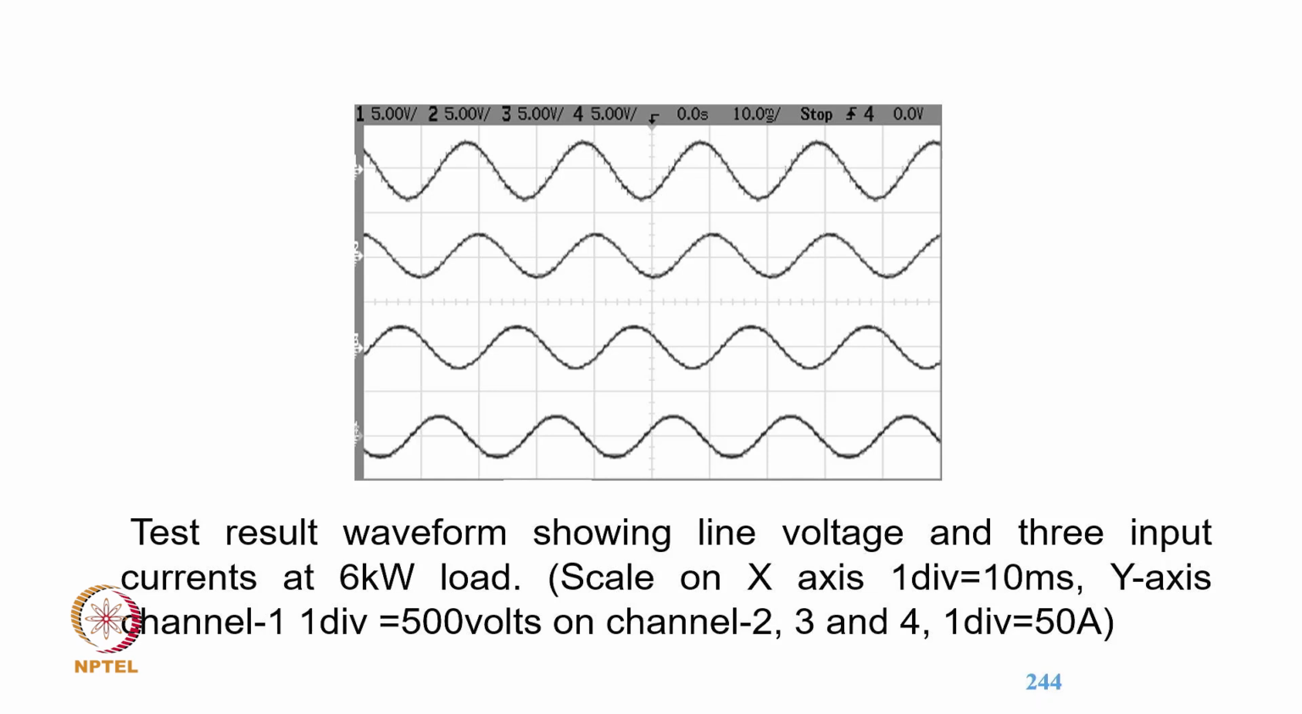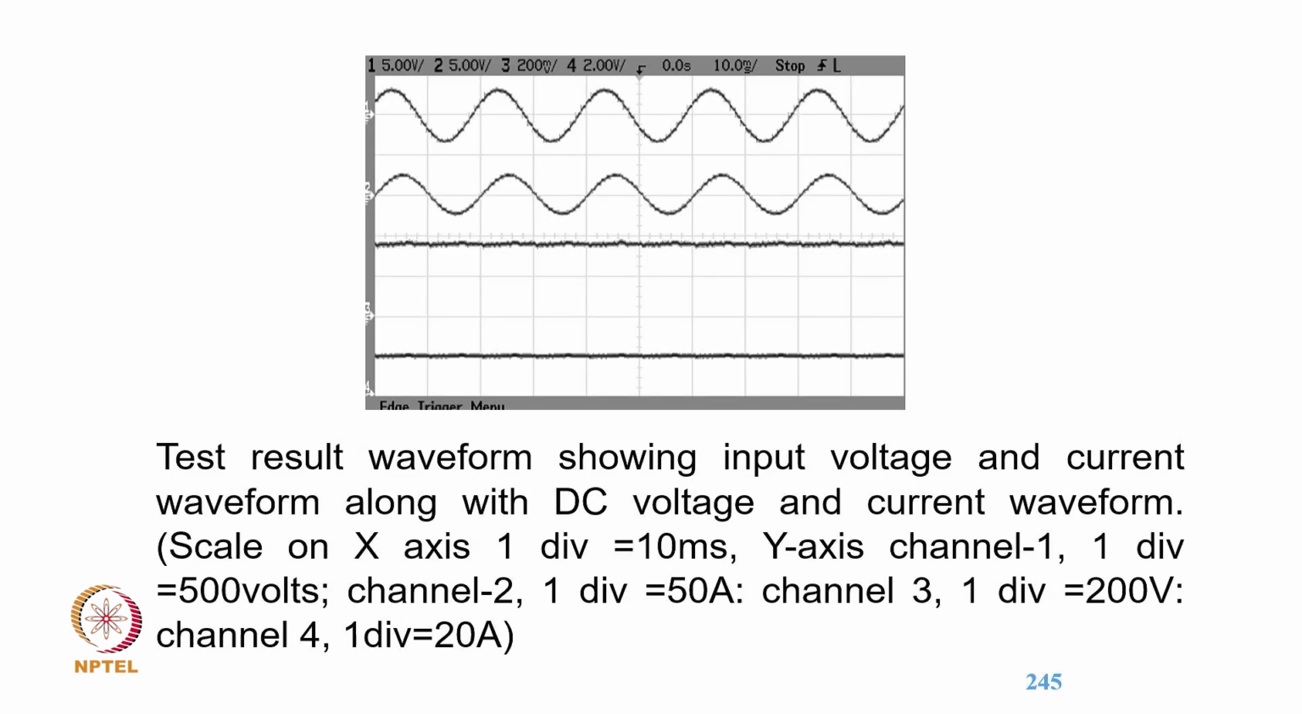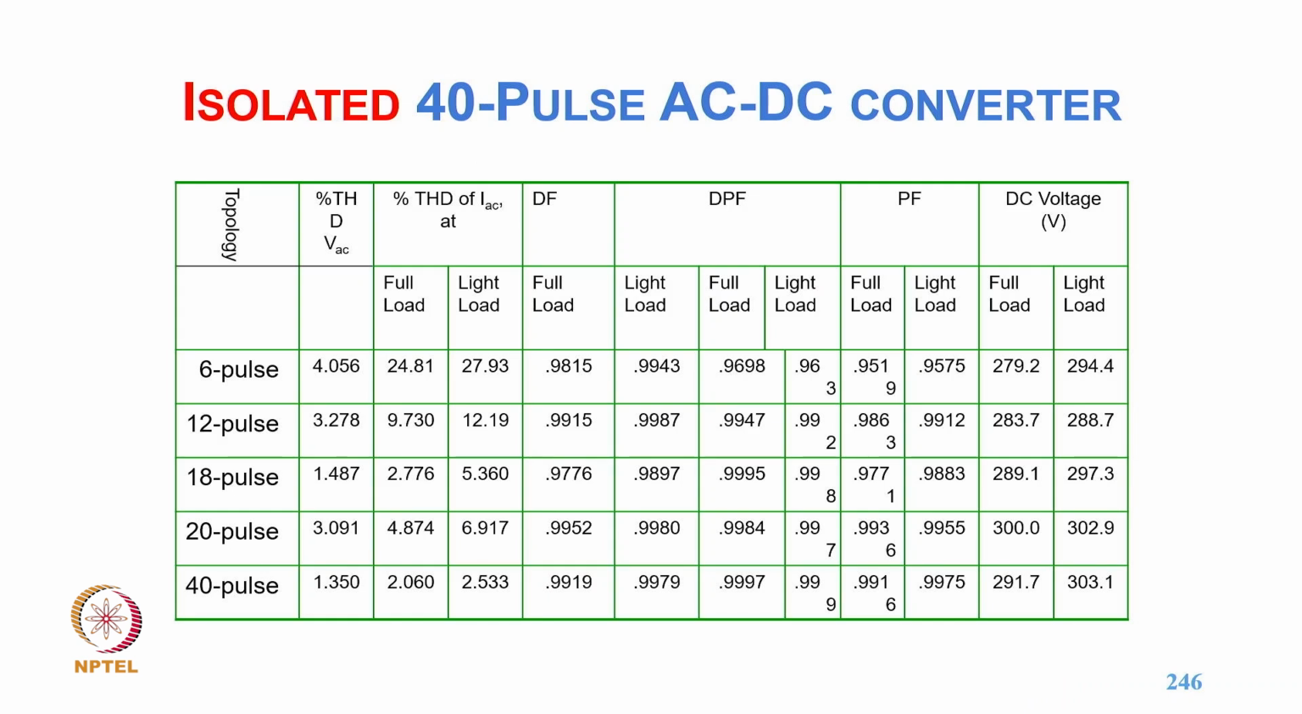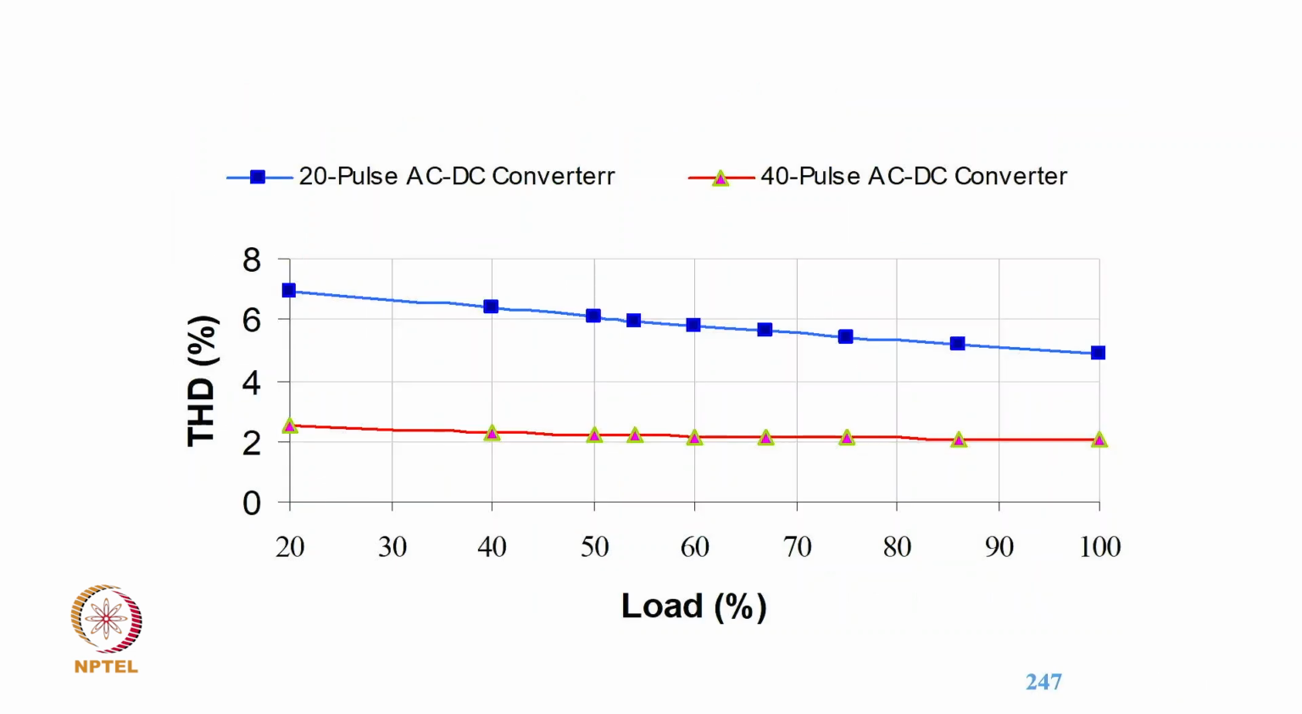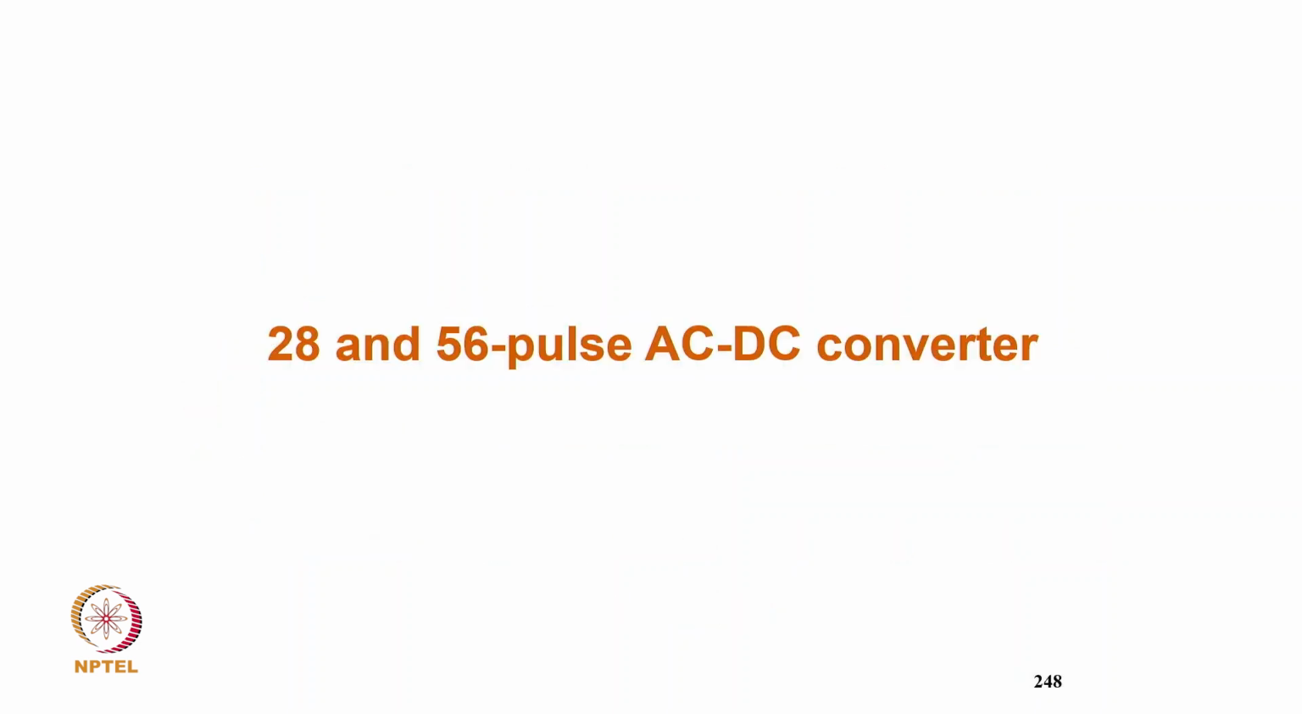Three-phase supply current with the supply voltage, supply current, DC link voltage, DC current, and then your experimental isolated 40 pulse, the TAD is 2.53%, and there is a drastic improvement from 20 pulse to 36 or 40 pulse, the TAD reduction to almost half.